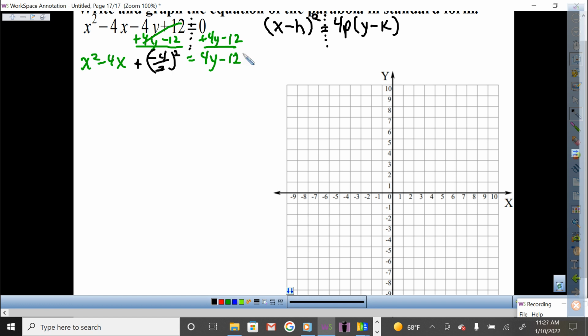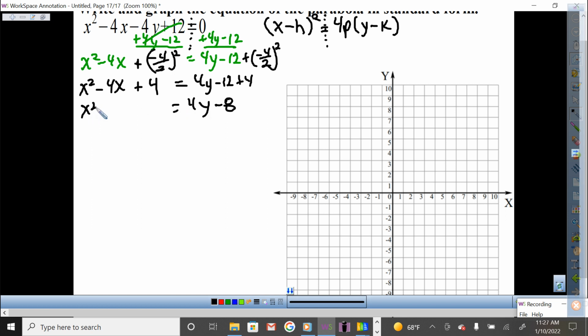To both sides, yes. Negative 4 divided by 2 to both sides. So let's rewrite this. X squared minus 4x plus negative 4 divided by 2, which is negative 2 squared, that's positive 4, equals 4y minus 12 plus 4. Can I combine stuff on the right side? Yeah, the negative 12 and 4 gives me negative 8. So x squared minus 4x plus 4 equals 4y minus 8.